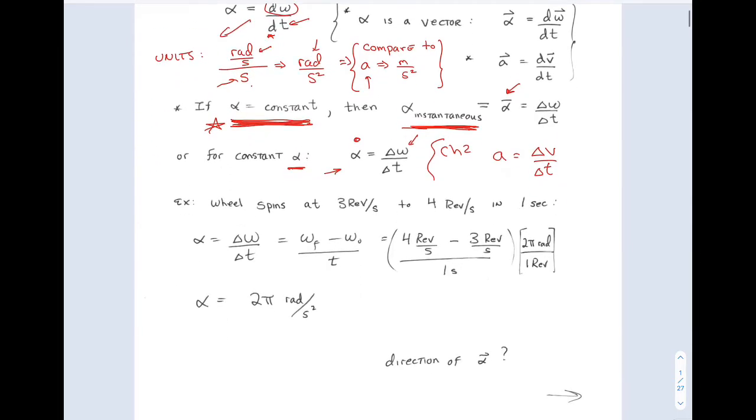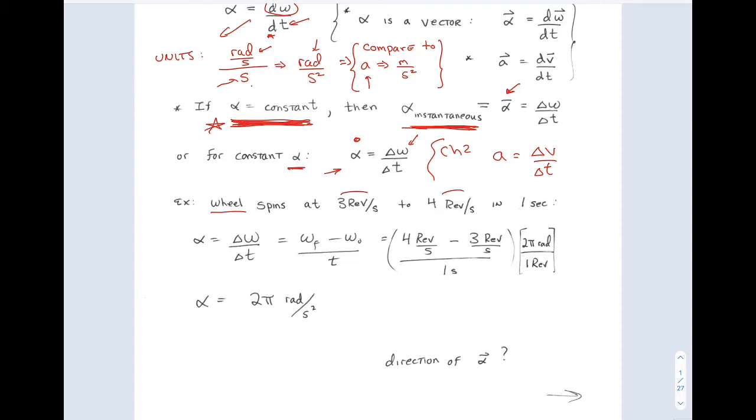As an example, let's say I have a wheel spinning at 3 revolutions per second, and then something causes the spin rate to increase to 4. In the next chapter, we'll see that that's a torque. You apply a force, the car accelerates. You apply a torque, a twisting force, and that's going to cause the spin rate to change.